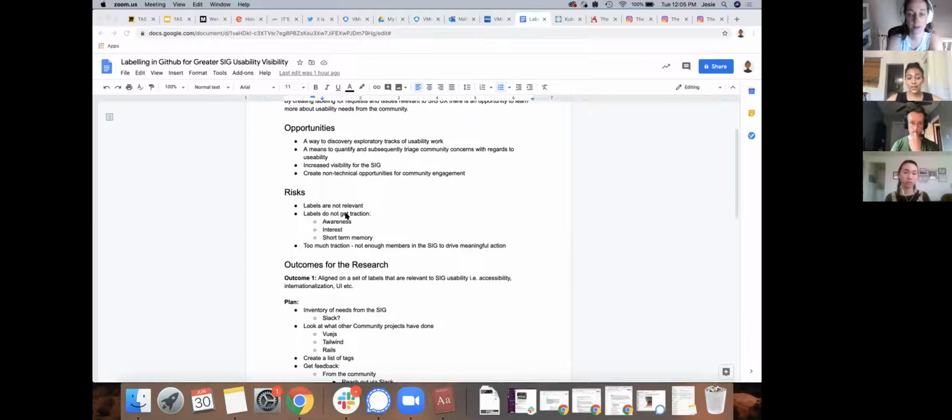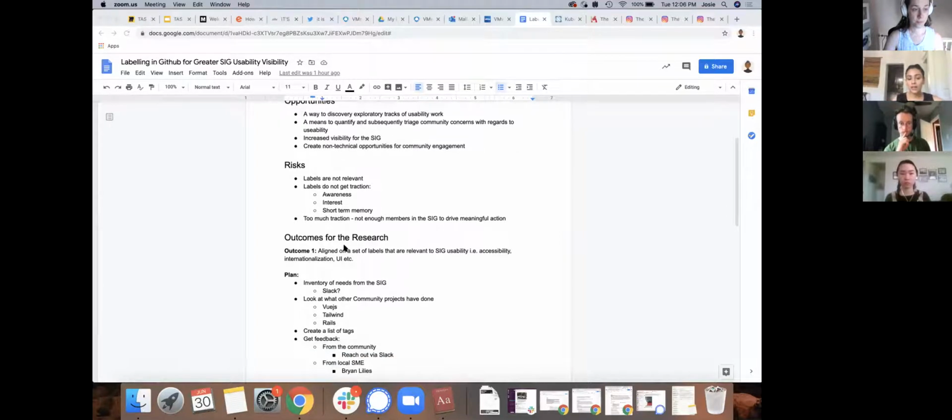So, risks: labels are not relevant. Labels don't get traction, specifically because people aren't aware or aren't interested. There could be short-term memory, like you hear about it and think, oh, that's interesting, but you might use it once and never leverage them again. And another risk is we get too much traction and there are not enough members in the SIG to drive meaningful action.